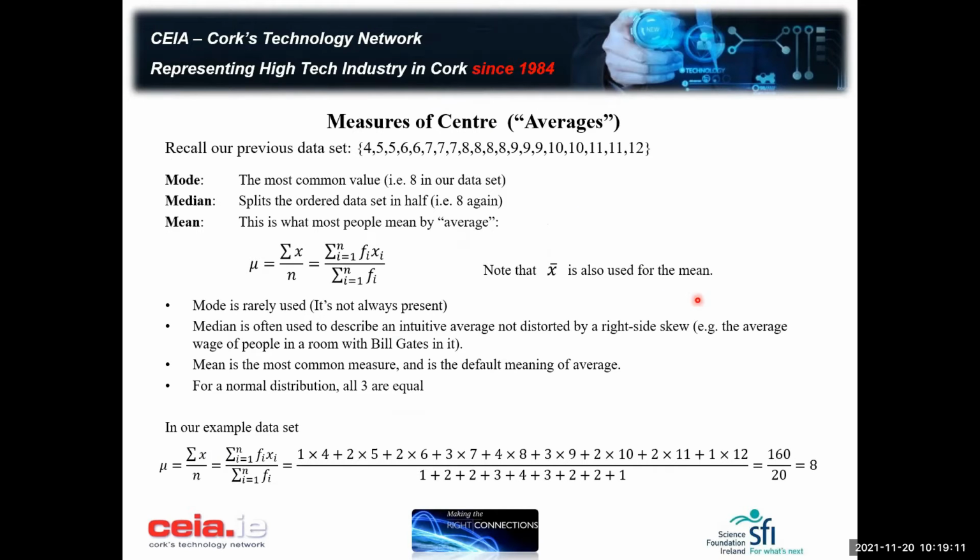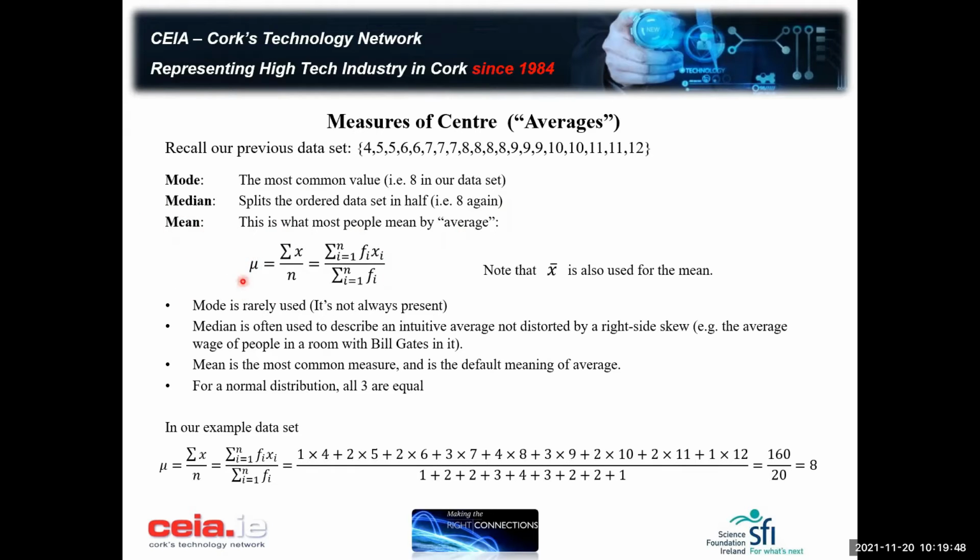Okay, so let's diverge for a minute and let's talk about measures of center, which are loosely called averages. There are various kinds of average. You need to be aware of them. The mode, the most common value, which may or may not exist in a data set. The median, which is another name for the 50th percentile, that splits a data set in half. And the mean, which is the most important one, and it's the one we'll be dealing with most. And that's what people generally mean when they talk about an average.